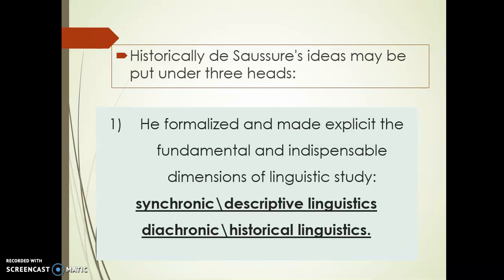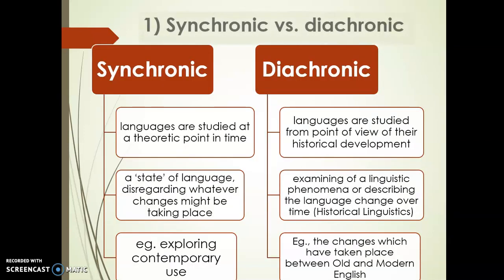So there were three important heads for his ideas. And he formalized and made explicit the dimensions of linguistic studies. One is synchronic, which is descriptive linguistics, something that I have just mentioned to you before. And diachronic, which is historical linguistics. So synchronic languages are studied at a theoretical point in time, and diachronic languages are studied from the point of view of their historical development. In synchronic study, a state of language is studied disregarding whatever changes might be taking place, the state of what is going on with the language at this exact point.